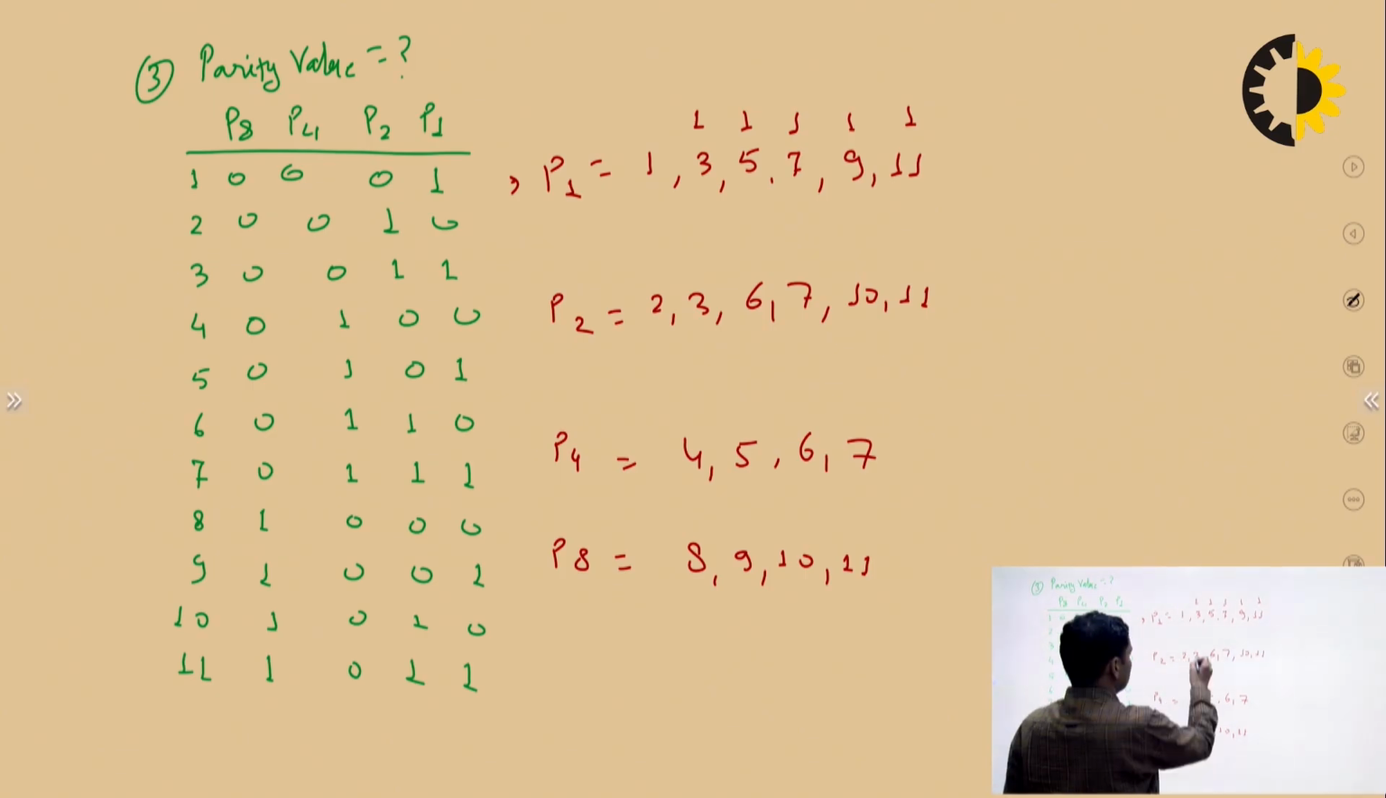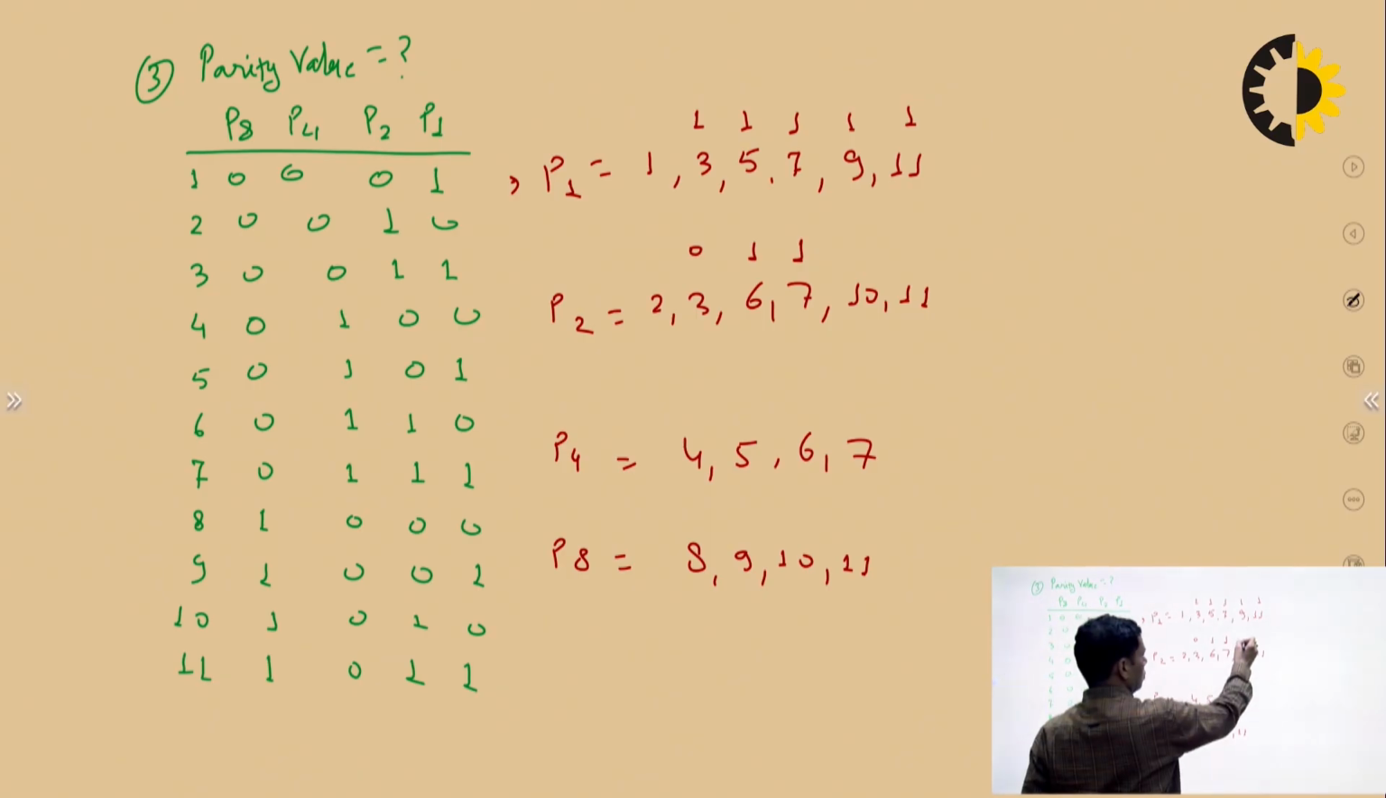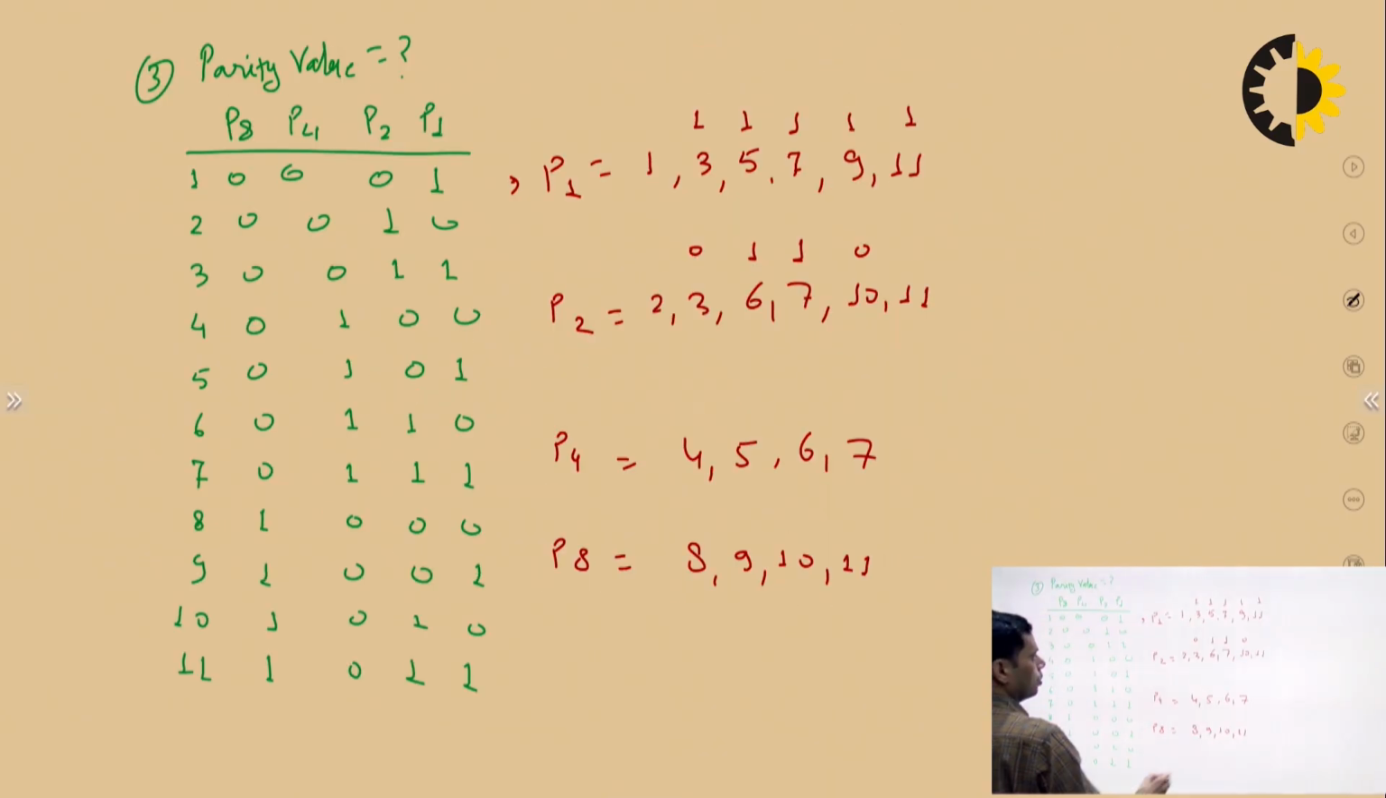Here it is 0, 1, 1. At the 10th position, it is what? 0, 0, and here it is now 1 here.